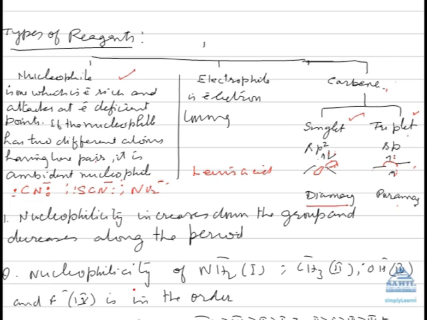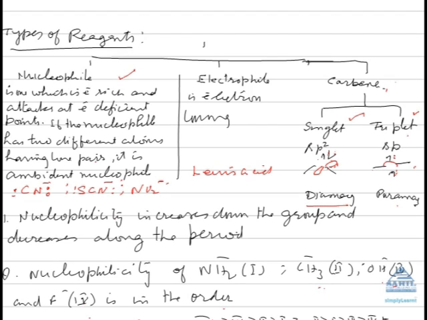Now the question is, nucleophilicity of NH2 minus, CH3 minus, OH minus and F minus is in the order. Just now I have told you that as you move along the period, nucleophilicity decreases. So first of all comes the carbon, then nitrogen, then oxygen, then fluoride. Hence the nucleophilicity will be in the order second is greater than first, is greater than third, is greater than fourth. So the answer is 3.